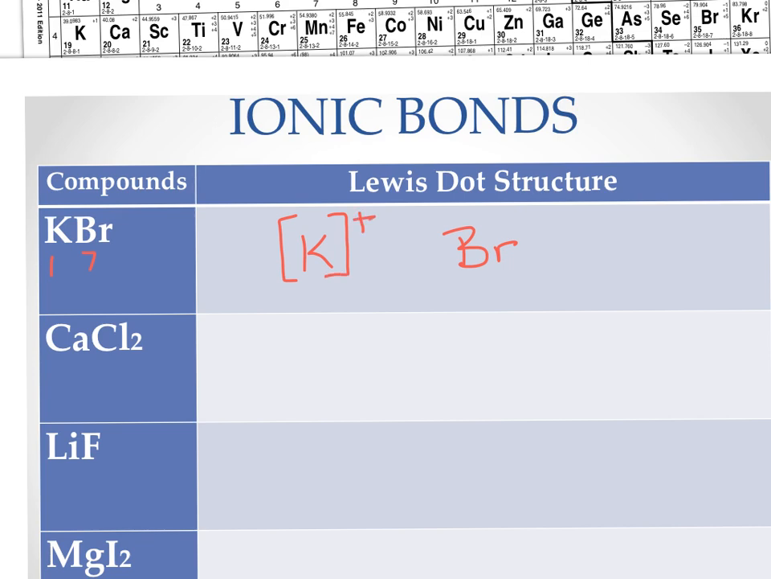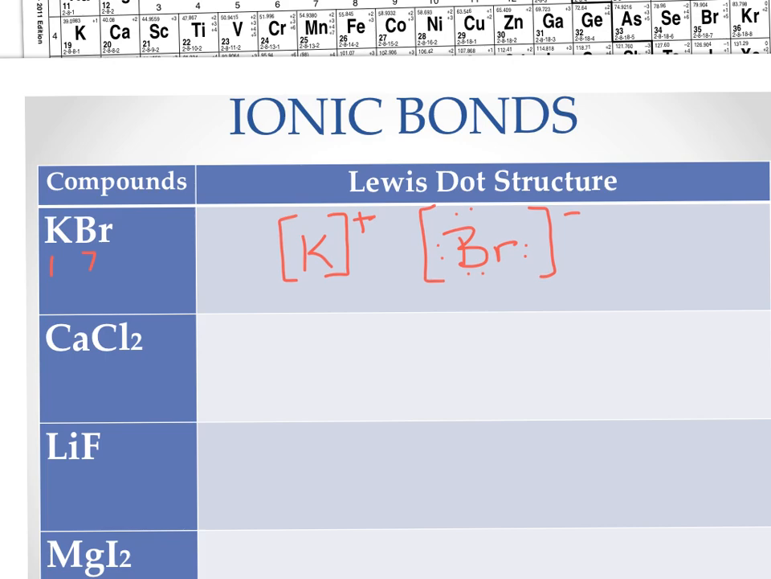Now Br actually is gaining an electron, so therefore now it's going to have 8 valence electrons around it. So we're going to put 8 valence electrons around it. And we're going to put the bracket. And we're going to put a negative charge to indicate that it gained a valence electron.